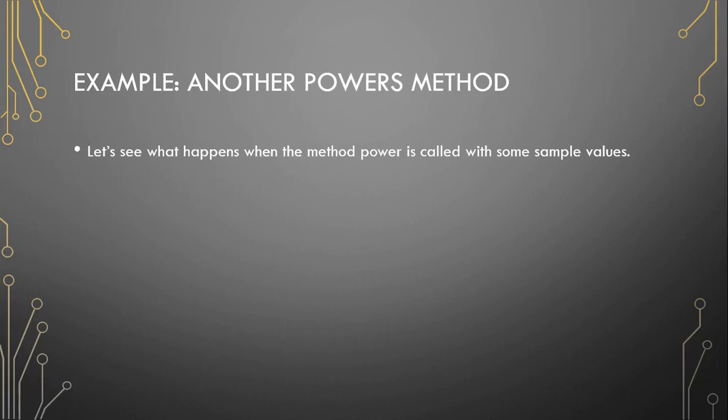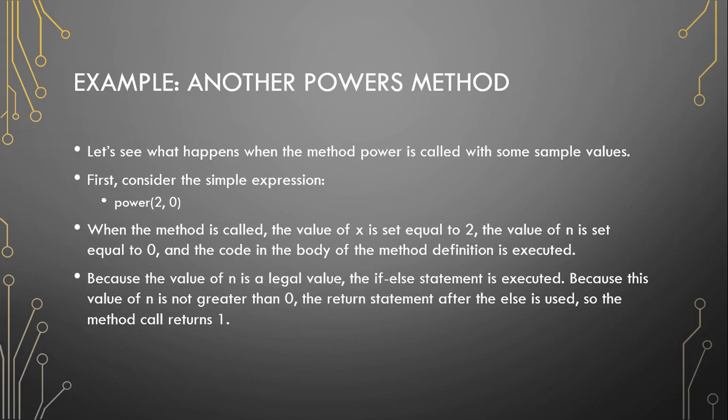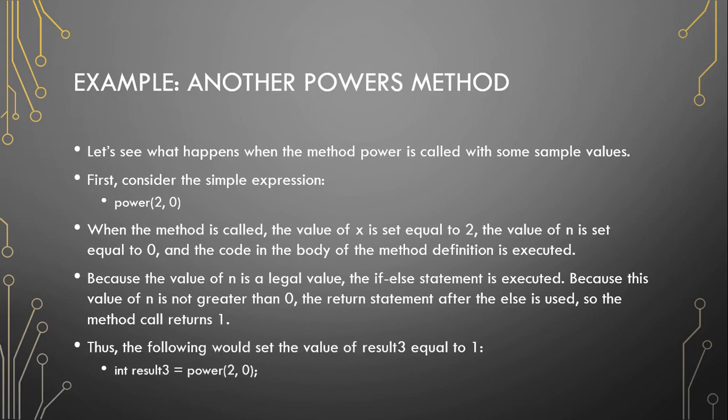So let's see what happens when the method power is called with some sample values. First, consider the simple expression power 2, comma 0. When the method is called, a value of x is set to 2 and the value of n is set to 0. The code of the body of the method definition is then executed. Because the value of n is a legal value, the if-else statement is executed. Because this value of n is not greater than 0, the return statement after the else is used, so the method call returns 1. Thus, the following would set the value of result 3 equal to 1. Int result 3 equals power 2, comma 0.